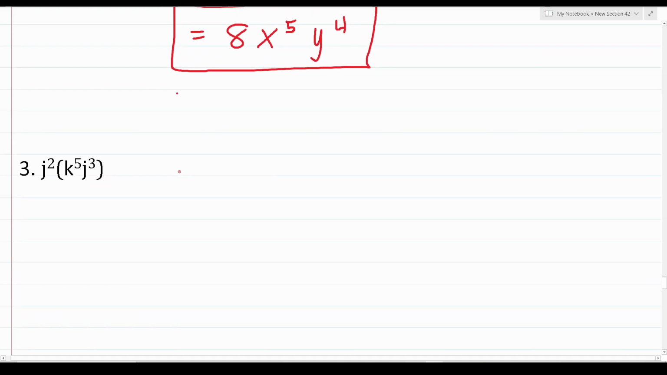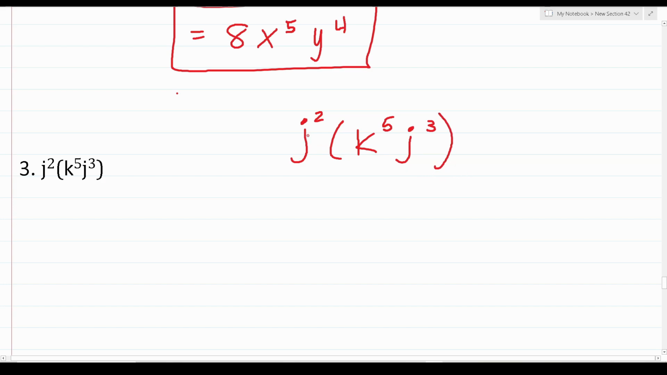All right, so let's look at this next one, and I'm going to write it off to the side in case that's hard to see. We have j squared times k to the fifth, j to the third. All right, so let's simplify this one.